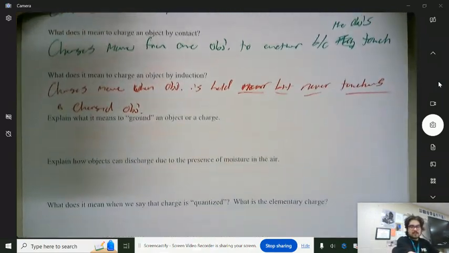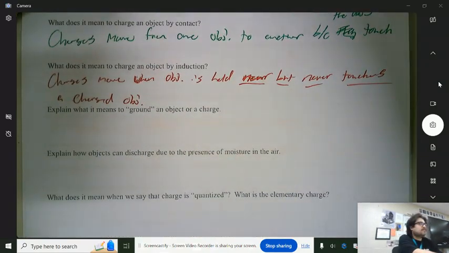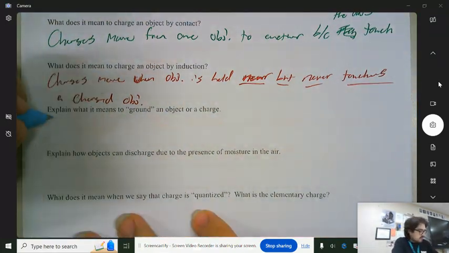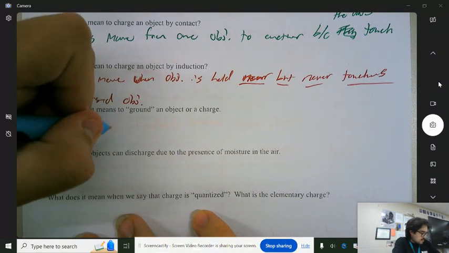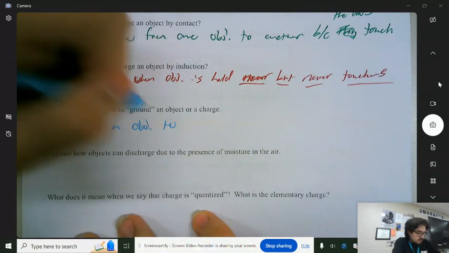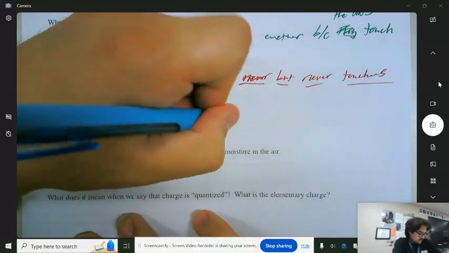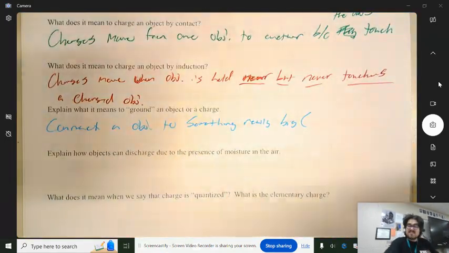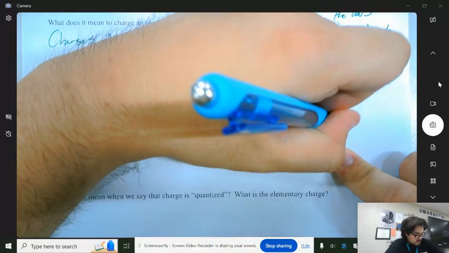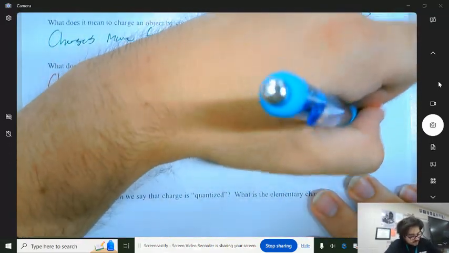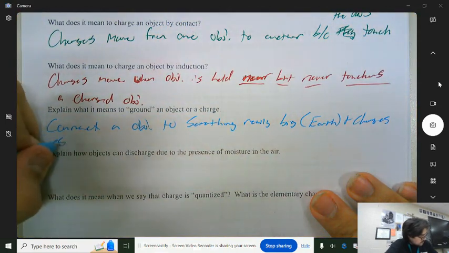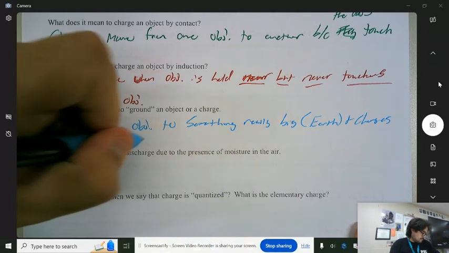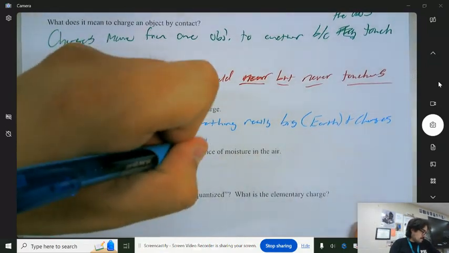To ground an object or a charge, right? You may hear this term grounding, right? To ground an object or a charge is when you connect the object to something really big. Okay? In most cases, that's the Earth. And then the charges escape into the big thing and spread out.